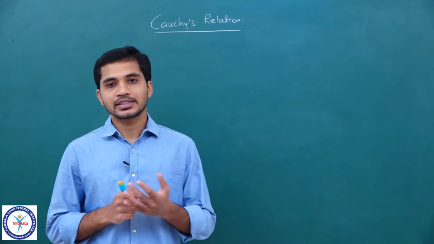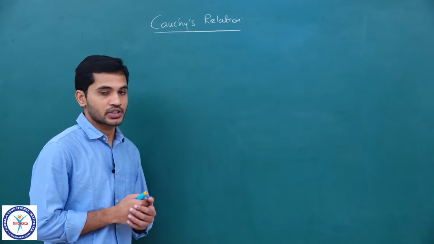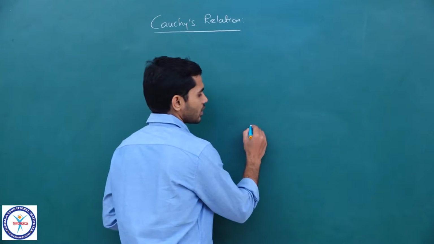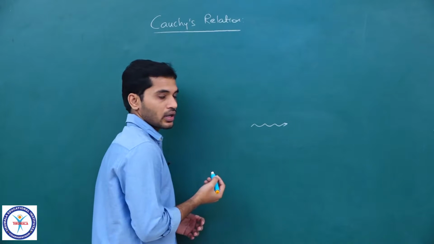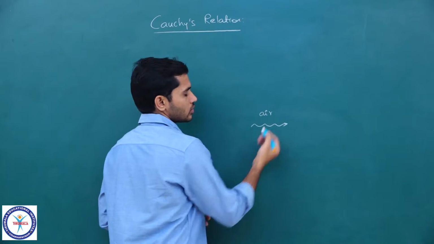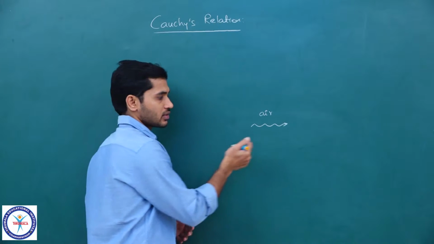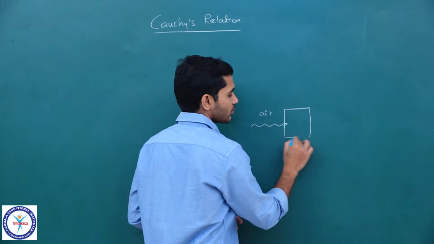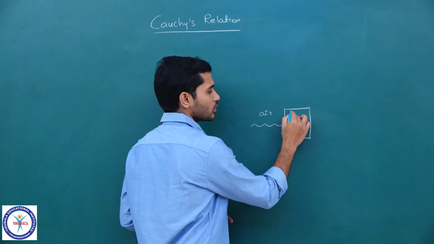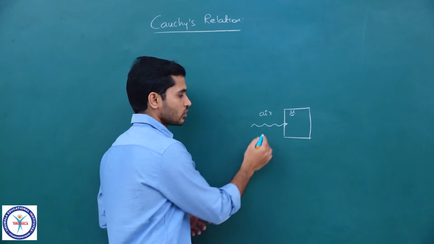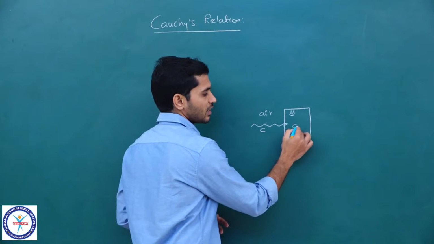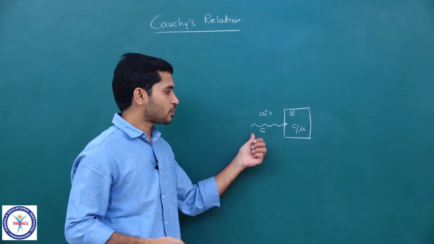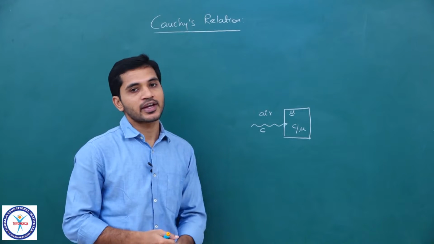So students, now we will discuss something called Cauchy's relation. Till now we have a basic idea that whenever we have light passing through air, the refractive index or the speed of the wave depends on which medium the wave is travelling in. If it enters a medium having a refractive index of mu, and the speed in air is c, it immediately becomes c by mu. As the medium changes, the speed of light changes, and based on that we define the refractive index.